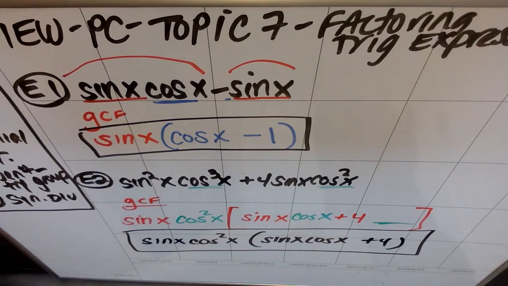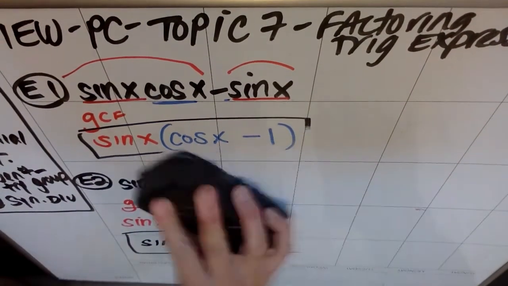So we're going to start there. Now, those are just GCFs. One thing that can make trig stuff a little bit more confusing, and you'll see this when we get to example 3 right now, is that sometimes we can't factor expressions the way they're handed to us.